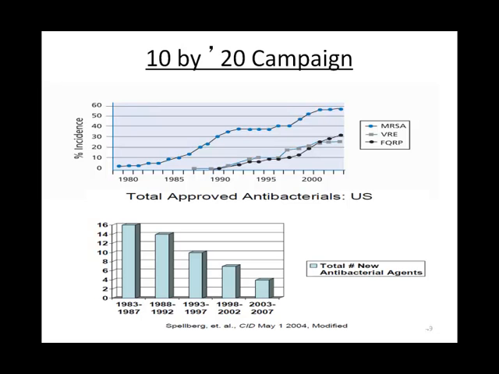The 10 by 20 campaign is about the last thing we'll talk about, regarding these most resistant organisms. Basically, this is a campaign for 10 new antibiotics by the year 2020. These graphs show the increase in MRSA, the increase in VRE, and even fluoroquinolone-resistant Streptococcus pneumoniae over time. And it really speaks to the amount of resistance going on out there in contrast to the amount of antibiotics being developed. You can see that the lowest amount of antibiotics were developed between 2003 and 2007, according to this slide.